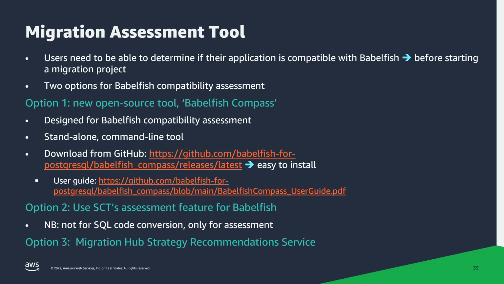Last but not the least is a service called Migration Hub Strategy Recommendation Service, or MHSR. This is a service which sits in the Migration Hub service, and it can, under the covers, use the Babelfish Compass tool for you and do the assessment and generate an output report for you. Migration Hub Strategy Recommendation Service is particularly helpful if you have to do assessment across multiple databases and multiple database instances in your existing environment. And this can be your on-premises environment running SQL Servers, or it can even be SQL Server running on Amazon EC2 instances in AWS.